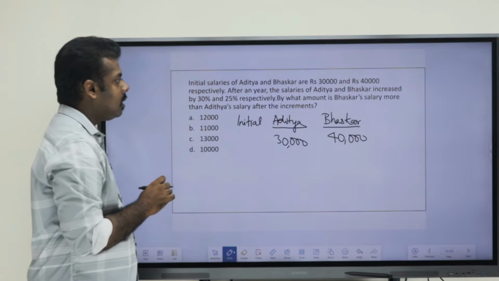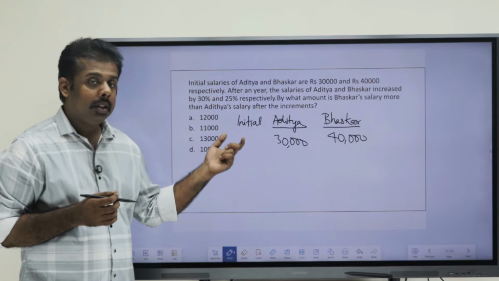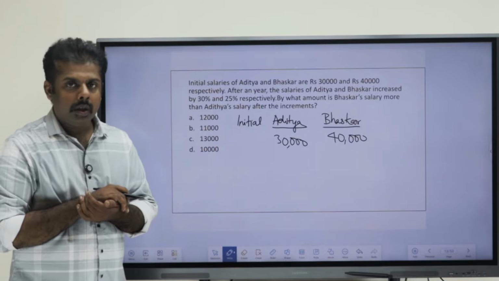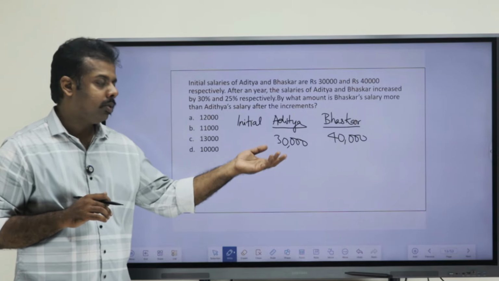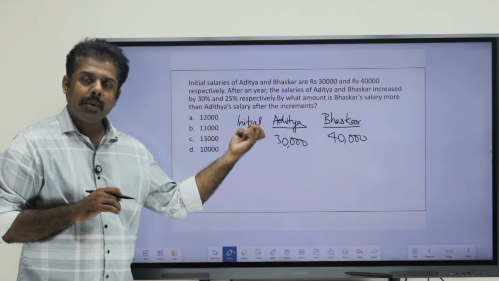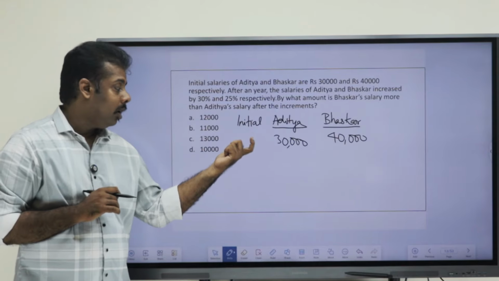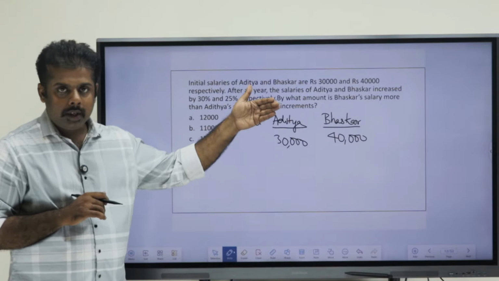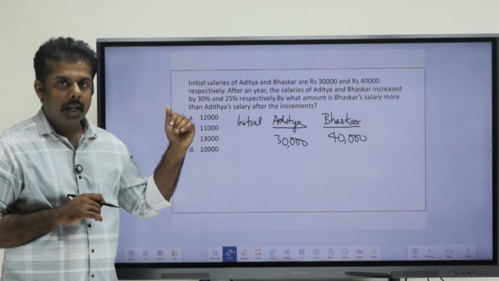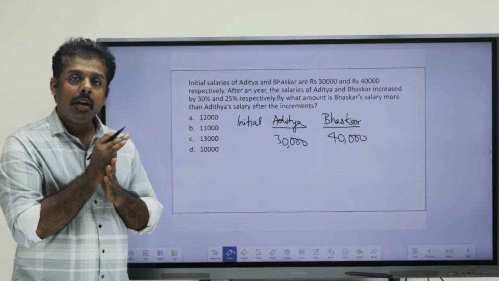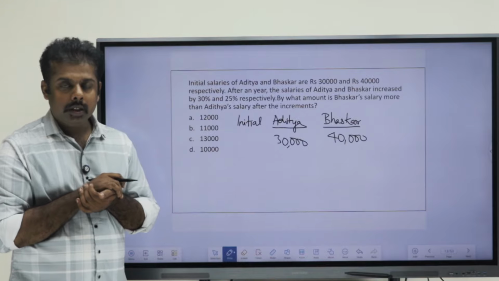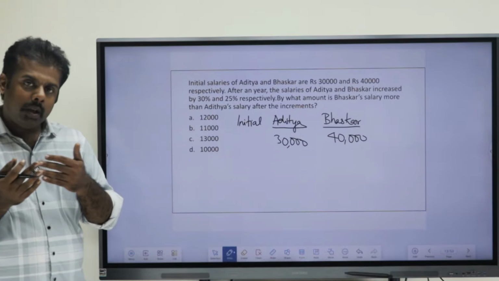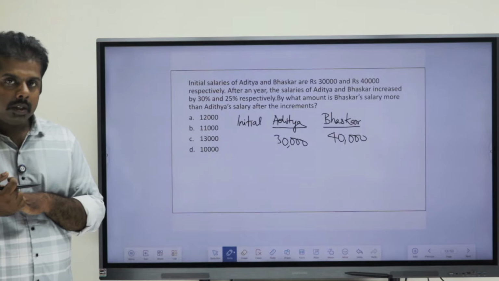Now, what they have told is that there is an increment. In the case of Aditya, the increment is 30%. So, there are two methods you can use, like we did in the previous questions. You can directly find 30% of 30,000 and just add that value to find his new salary. Otherwise, you can just calculate 130% of his initial salary. That will also give us the answer directly. So, whichever way you do it, both will give us the correct answer.